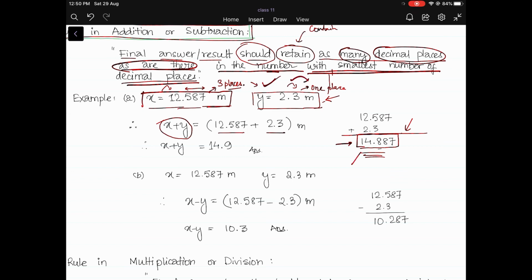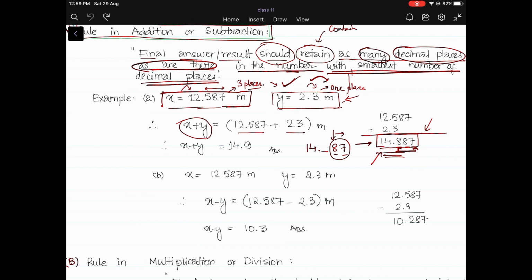That means our final answer cannot have 3 places of decimal. So we cannot write 887, but we have to write only 1 place after this decimal. So we have to write one number after the decimal, but we have to drop this 8 and 7. When we drop this 8 and 7 onwards, we know a rule that the number that has to be dropped is not 5, it is more than 5. So we are going to take this number whichever is present here and increase it by 1. And this number we know is 8 here, so it is going to be rounded off to 9. That's why the final answer is 14.9.